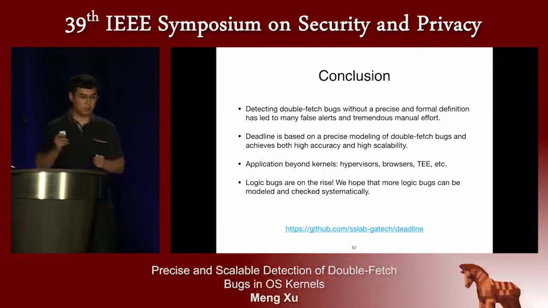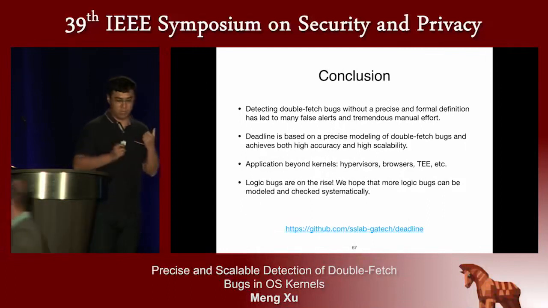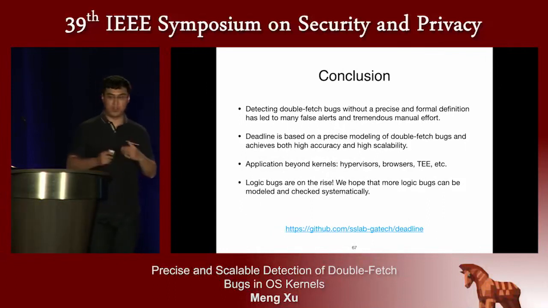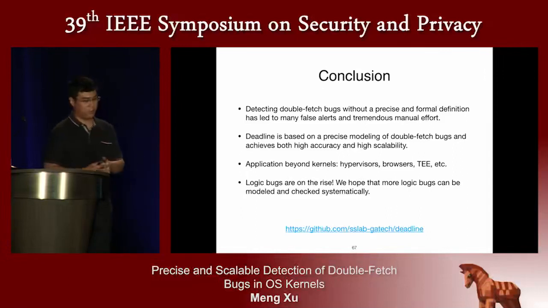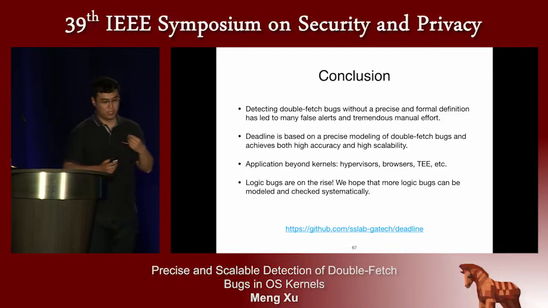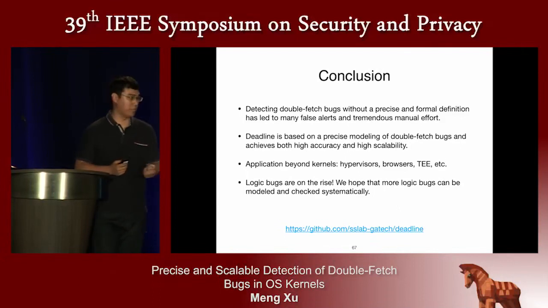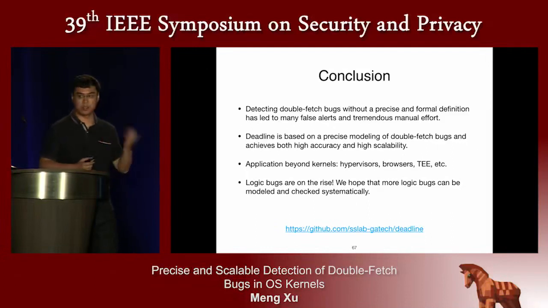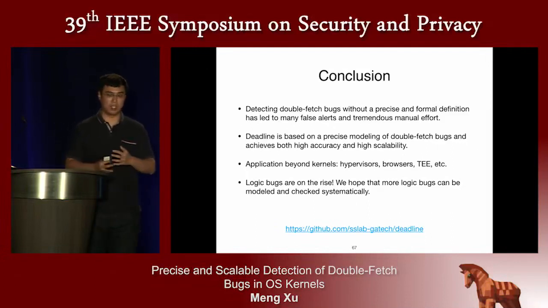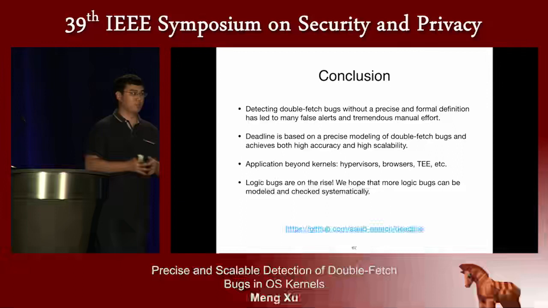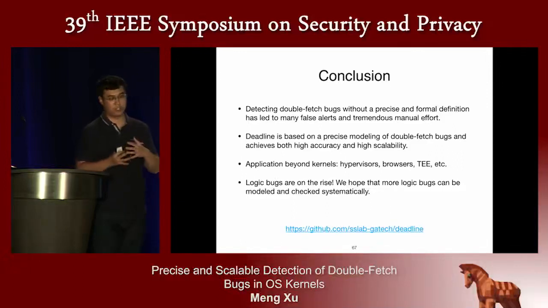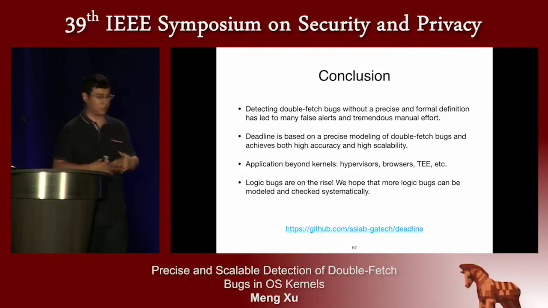So in conclusion, we find that if you have a precise and formal modeling of a bug, it makes it very easy to write the tool to detect it. And we find that there could be more applications beyond the kernel, for example, hypervisors or trusted computing bases, as long as there's a clear separation of privileges, and you can find the functions for how to access upper or lower privilege regions.